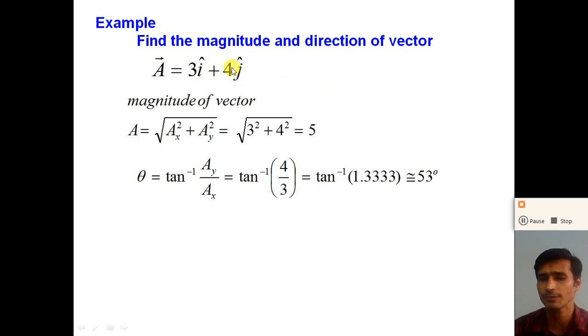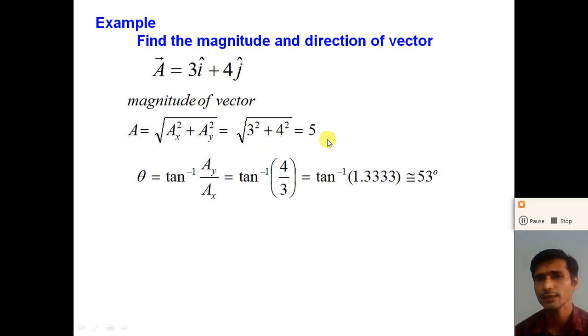So the magnitude of the vector. How can we find the magnitude of the vector? It is the square root of the sum of the squares of the components. So the magnitude of any vector can be determined with the help of the square root of the sum of the squares of the components. So here ax square plus ay square. Here the first component is 3, so the square root of 3 square plus 4 square gives 5. So the magnitude of the vector a is equal to 3i plus 4j is 5.